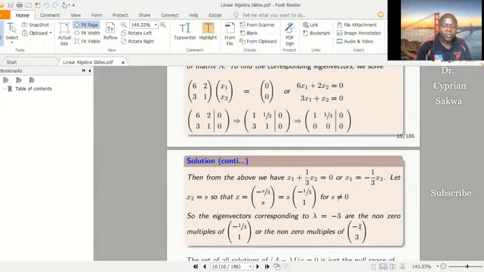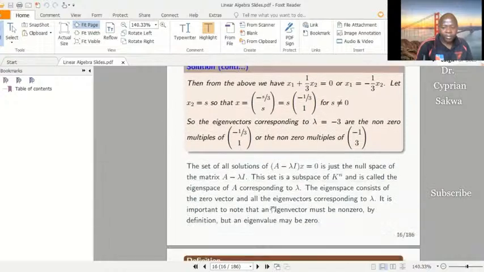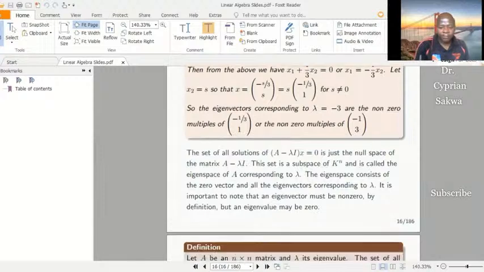By realizing there is a fraction and the denominator is 3, I multiply each of these elements by the denominator. The denominator is 3. Multiply the first element by 3, get negative 1. Multiply the second element by 3, get 3. So the eigenvector is this, or multiples of this. We will look at more examples on how to determine eigenvectors and eigenvalues. What I've written is just what I've been explaining, so you can read it later.